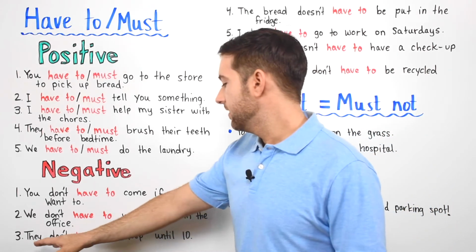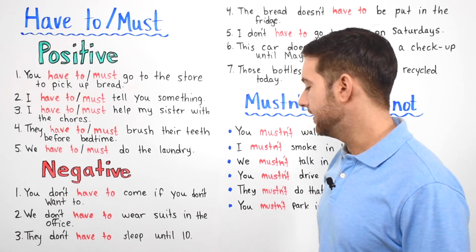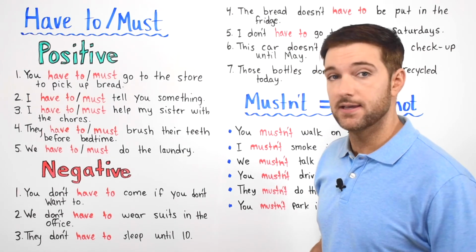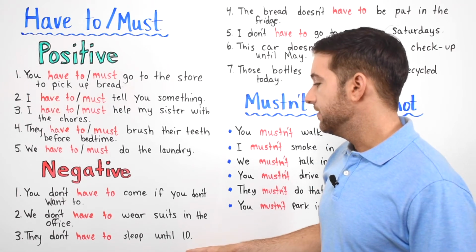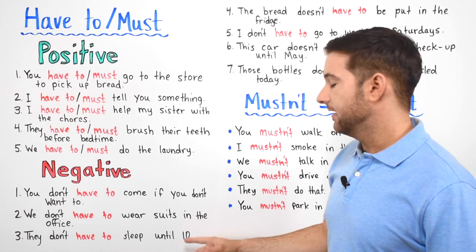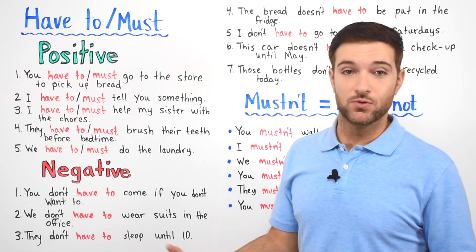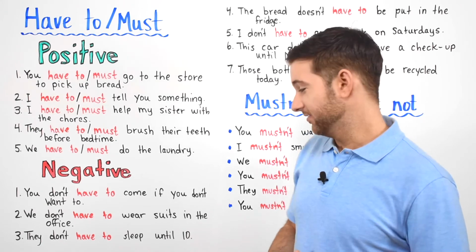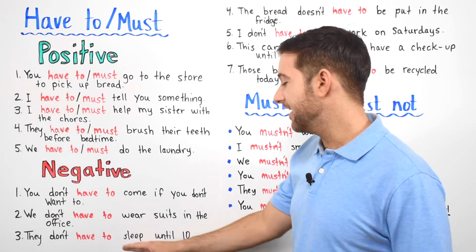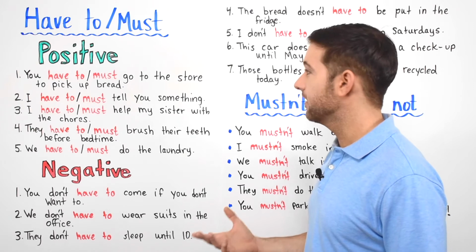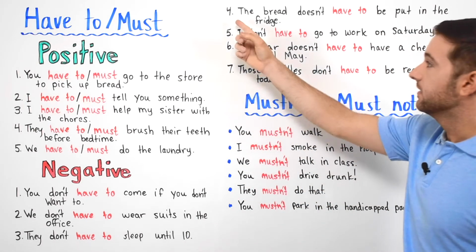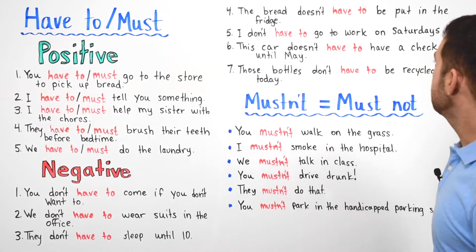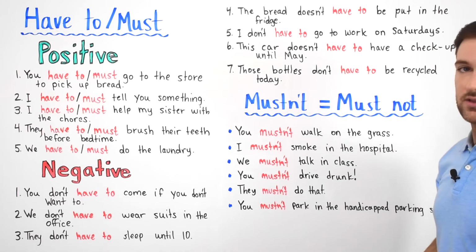Number three, they don't have to sleep until 10. Obviously, we're talking about 10 p.m. here. So they don't have to sleep until 10 at night, or maybe it's in the morning. Maybe they work at night, so they sleep during the day. So they don't have to sleep until 10. They're not obliged to sleep. Number four, the bread doesn't have to be put in the fridge, okay?